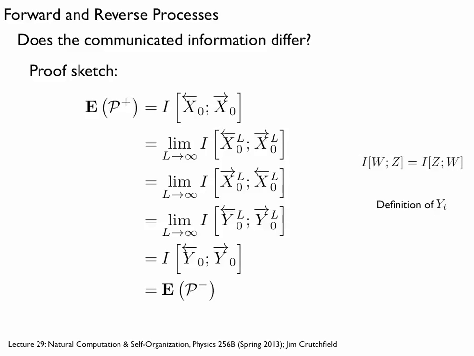Well, we know that, just from its definition, I can swap the order of the variables in the mutual information. It's symmetric. So I move this past over to here and this future over to here, right? But by the definition of the y variable, this future is y's past, and x's past is y's future. Again, index gymnastics. Take the limits, then that's the mutual information between y's past and y's future, which is just the excess entropy of the past process.